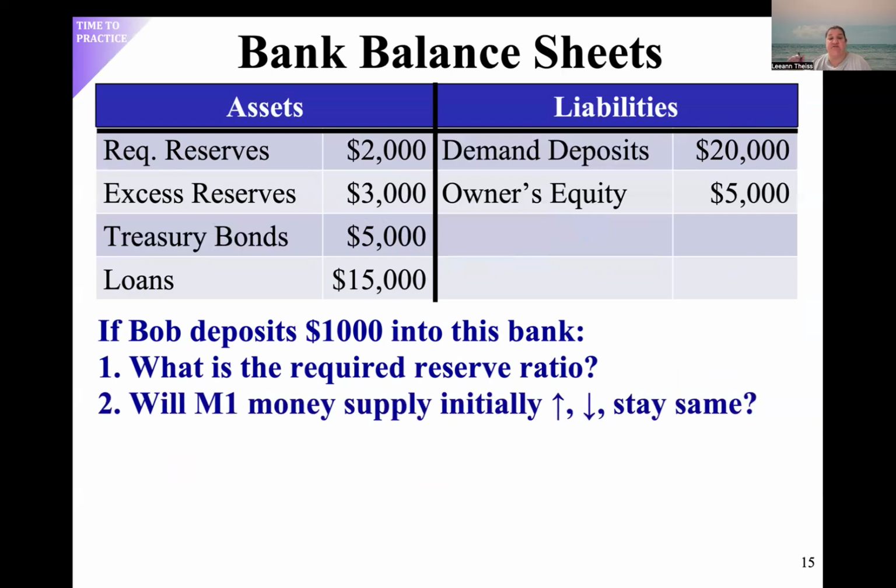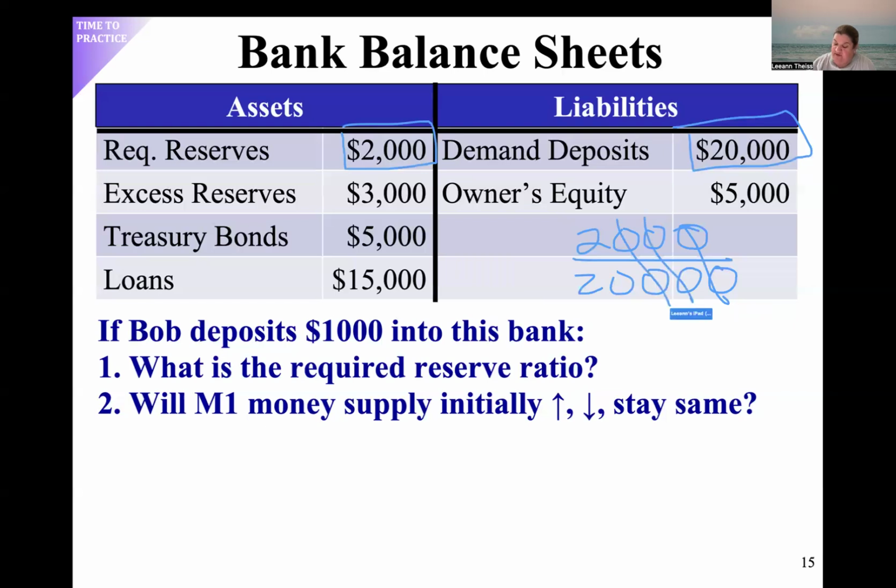So the first question says, what is the required reserve ratio? So on this bank balance sheet, they have separated out for us required reserves from excess reserves. So when we're calculating the reserve requirement, we're only looking at required reserves. So $2,000, $20,000. Channing is like, Miss Thies, don't you dare do any math for me. Okay, but that's fine. I am still going to do the math. So $2,000 divided by $20,000.